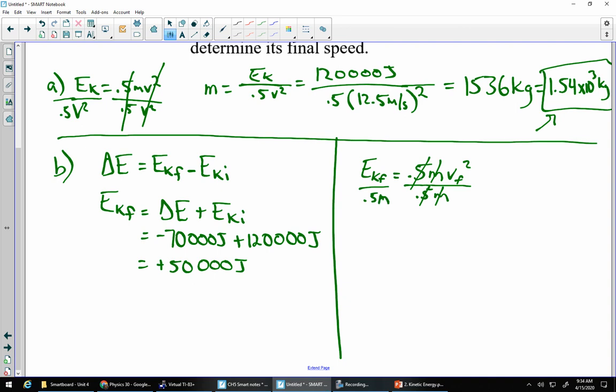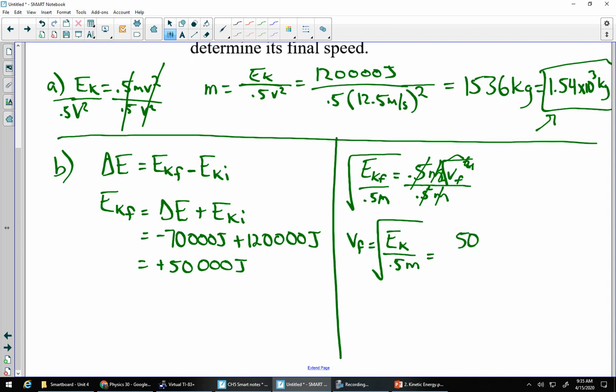m. Cool. Only thing that's really left here is to get rid of this square, and the opposite of squaring is square root. So we will just take the square root of both sides, and that is horribly messy. So I'm going to rewrite this one last time before we start plugging in numbers. So VF is equal to the square root of EK over 0.5 m. So let's plug in some numbers.